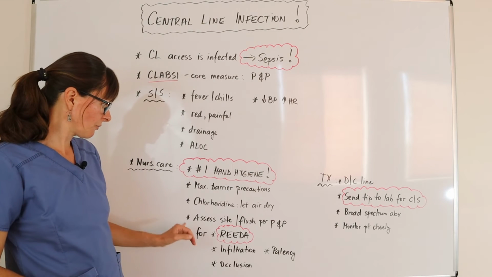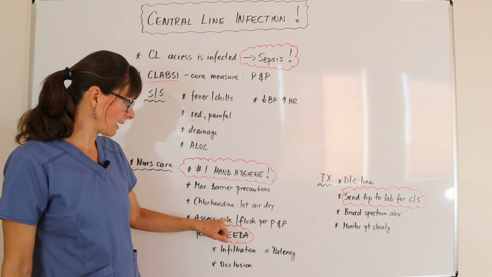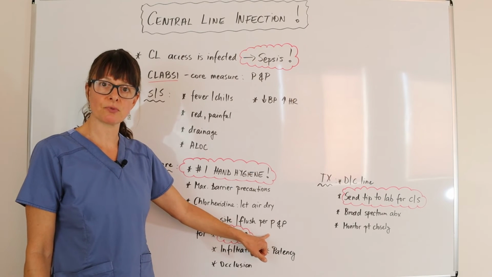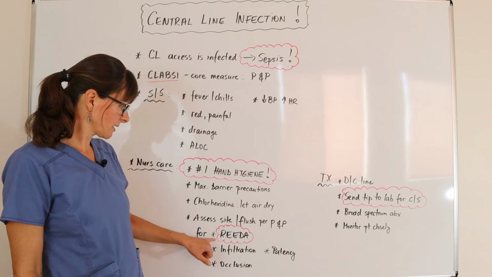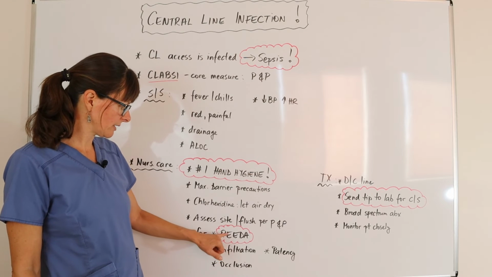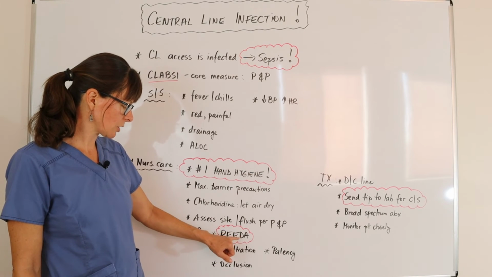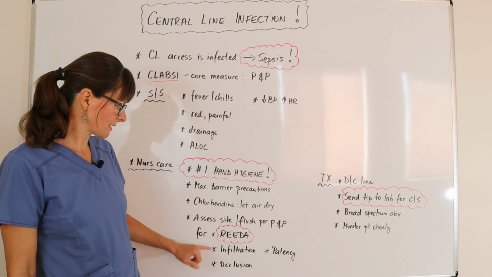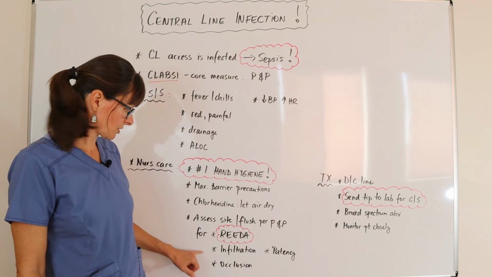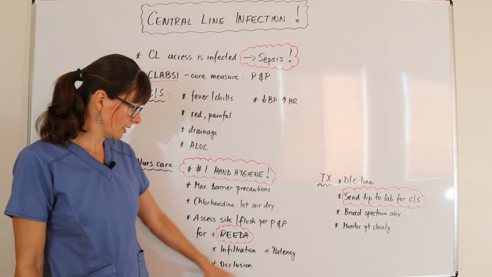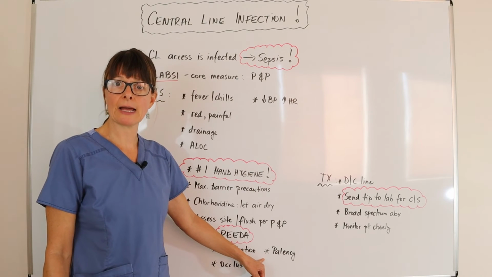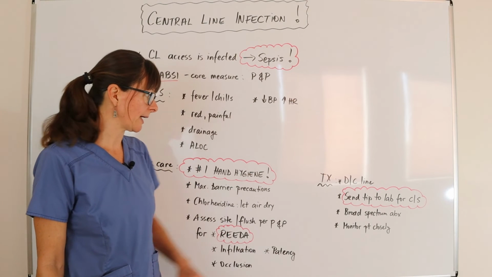Of course, we want to assess the site frequently and flush it per whatever policies and procedures that your facility has. And the assessment, we assess for RETA: redness, erythema, edema, drainage, and approximation. We also want to assess the line for other complications such as infiltration and occlusion, and ensure that it's patent and flush the line as per policy and procedure guidelines.